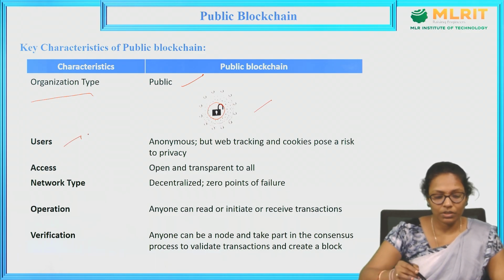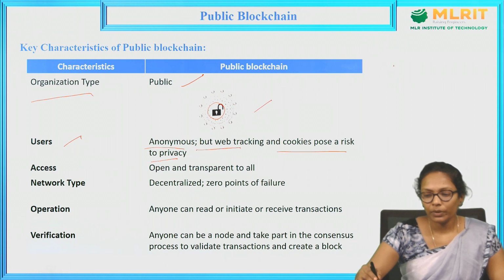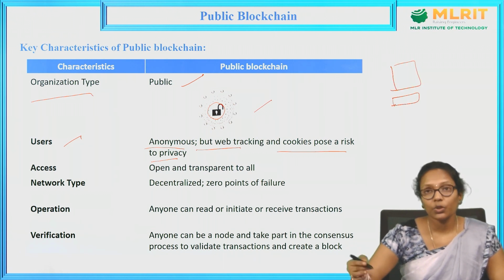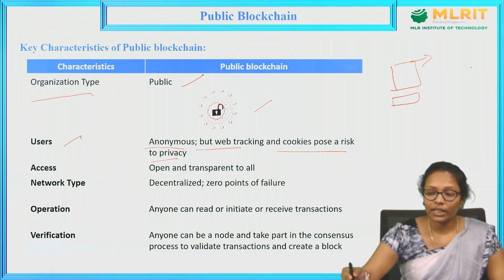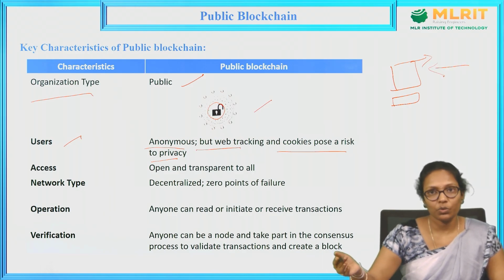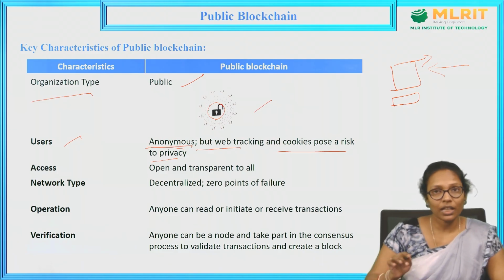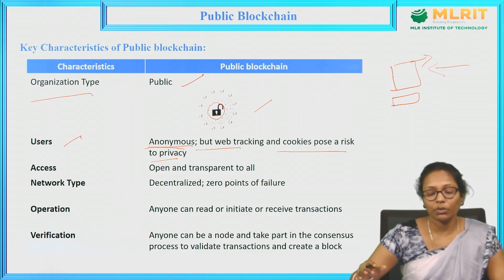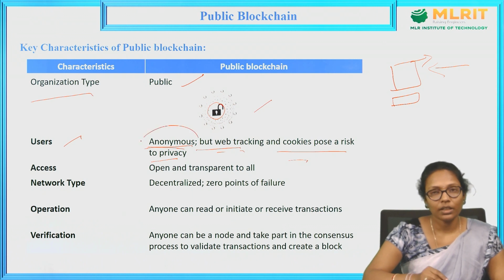Coming to the users. Just now we discussed that users are anonymous, but web tracking and cookies pose a risk to privacy. For example, if I am using some system to participate in the network or any validation process, the system will have some IP, right? I can track this IP address, or using cookies information, we can get the user's information. But users are still anonymous if we don't go into depth tracking web activity or cookies information.